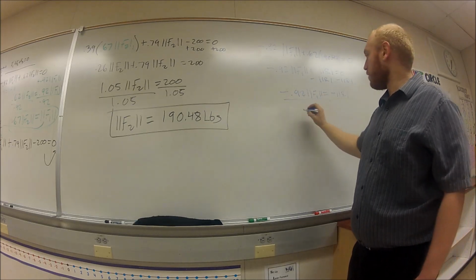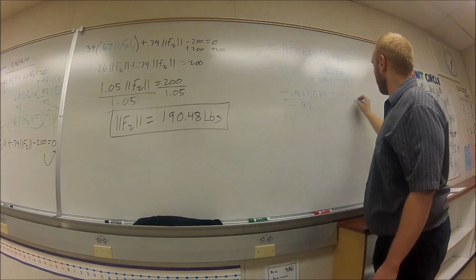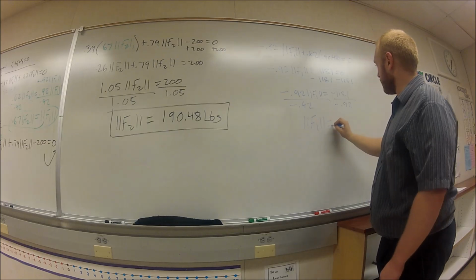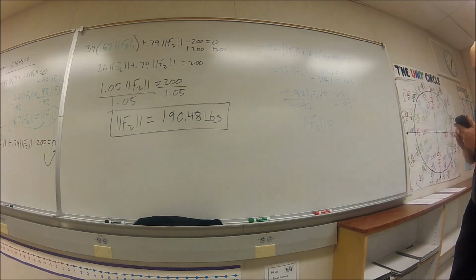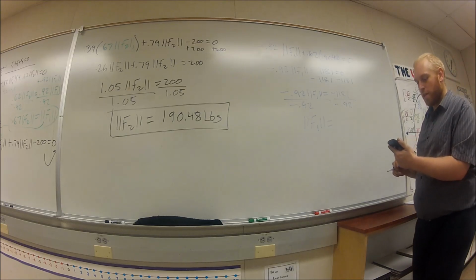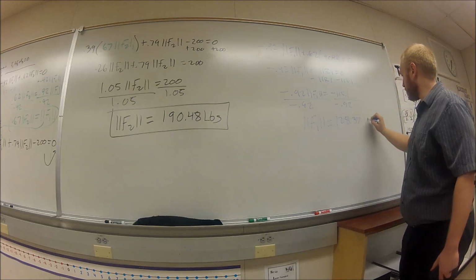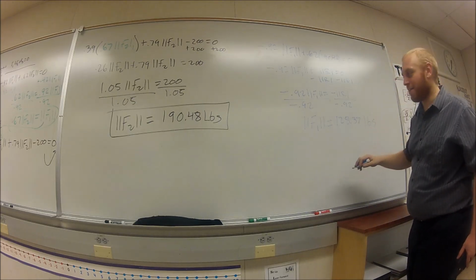Divide by negative 0.92. And you get the magnitude of force 1 is equal to 128.37 pounds. The way I like to write it.